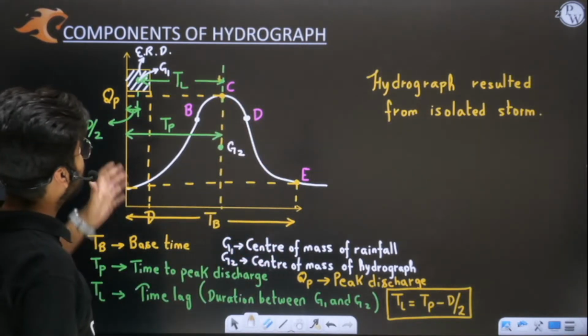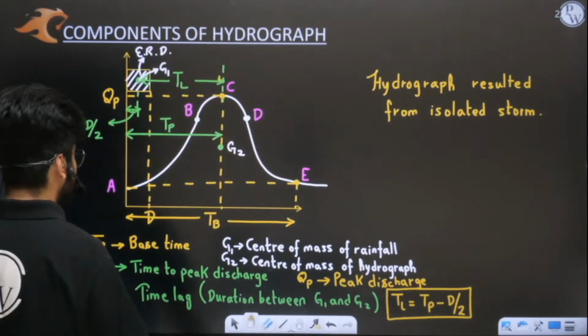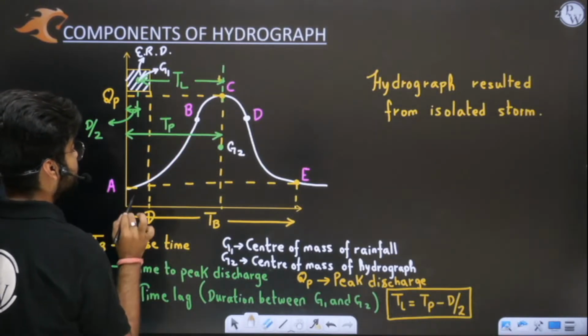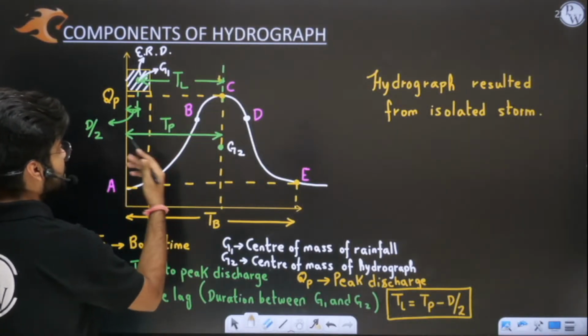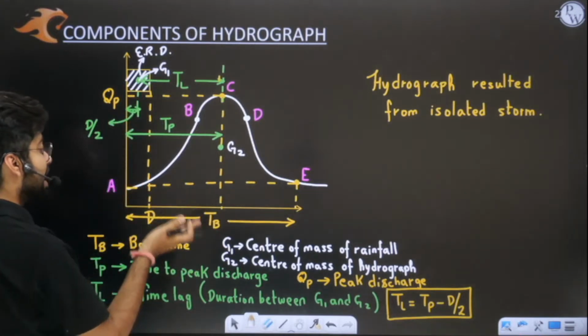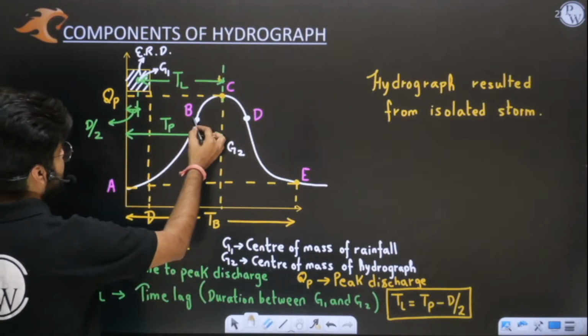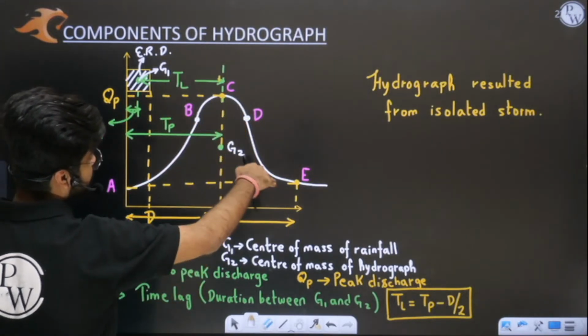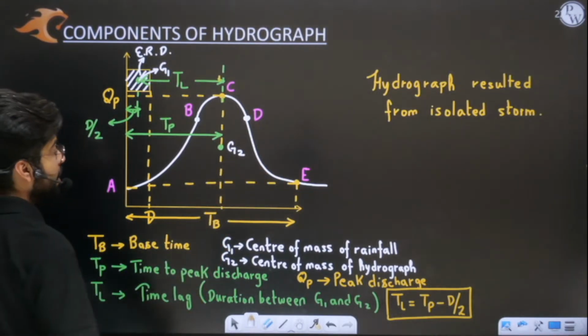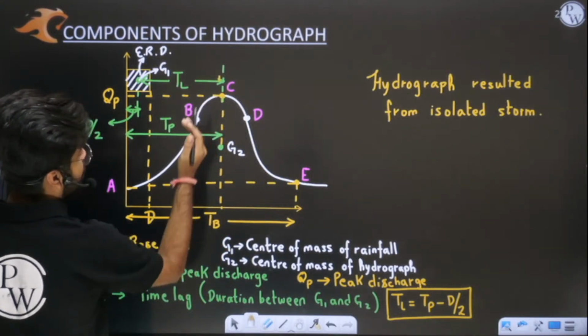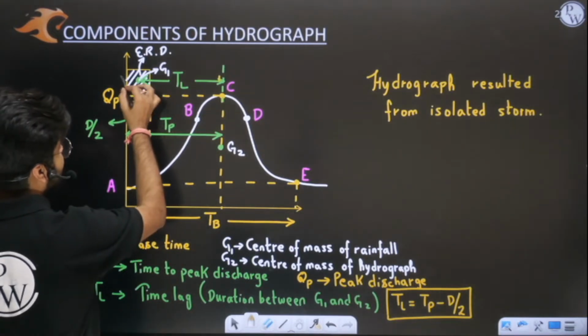Then, sir, at the end, you told us about the components of the hydrograph. Okay, sir, this was the rising limb or concentration limb. This depends both on rainfall characteristics as well as catchment characteristics. Sir, this was the crest segment. Sir, this was the falling limb or recession limb. Sir, this point G2 was the center of the hydrograph. This point G1 was the center of rainfall.